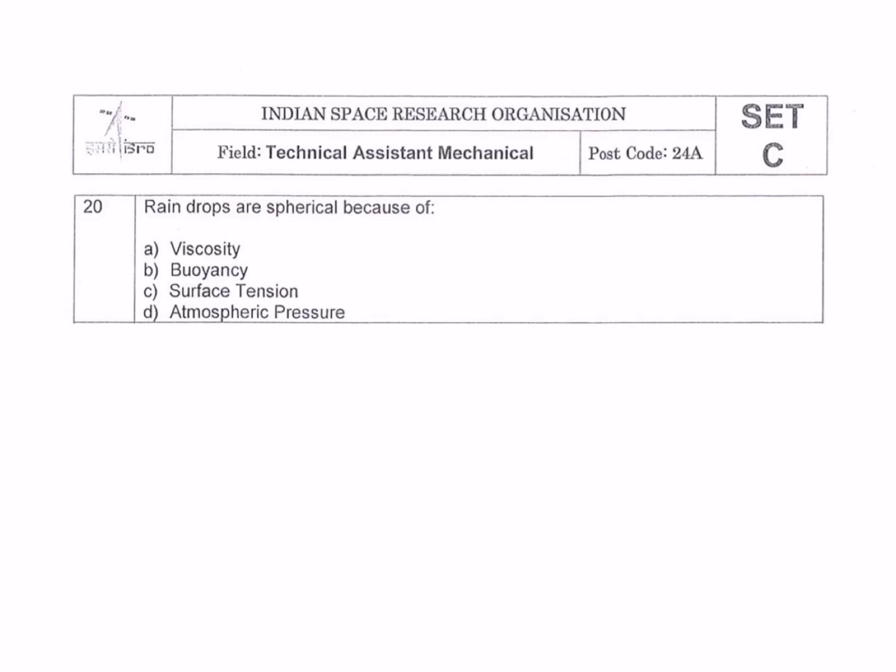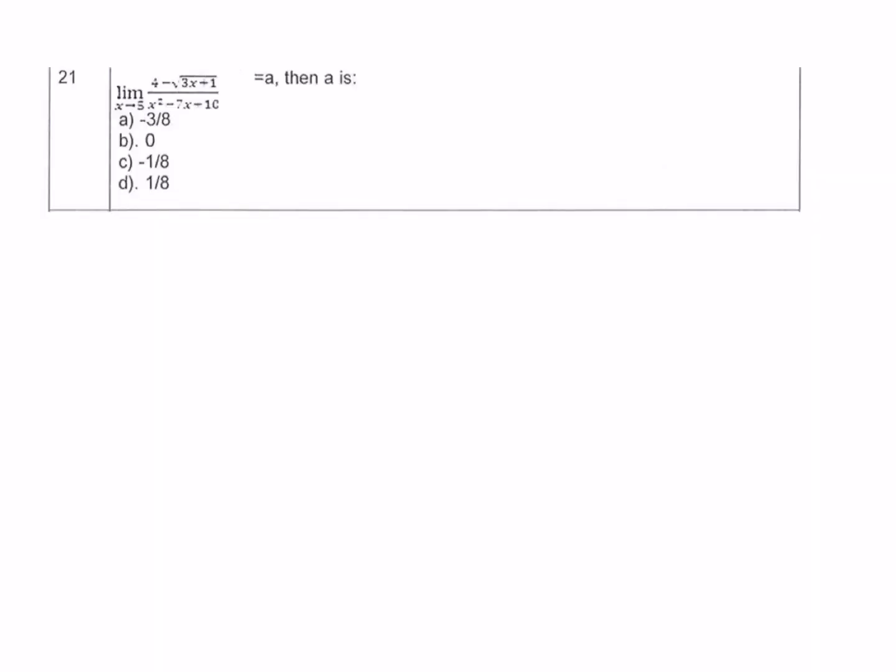Next question, raindrops are spherical because of viscosity, buoyancy, or surface tension. C is your correct answer. This one is a math question: limit of 4 minus root over of 3x plus 1, as x tends to 5, divided by x square minus 7x minus 10, equal to a. Then a is how much?